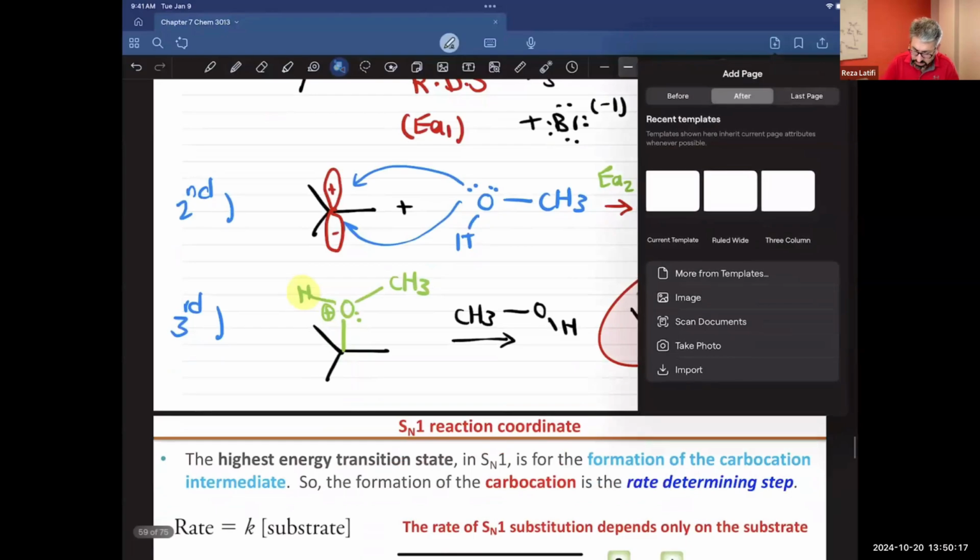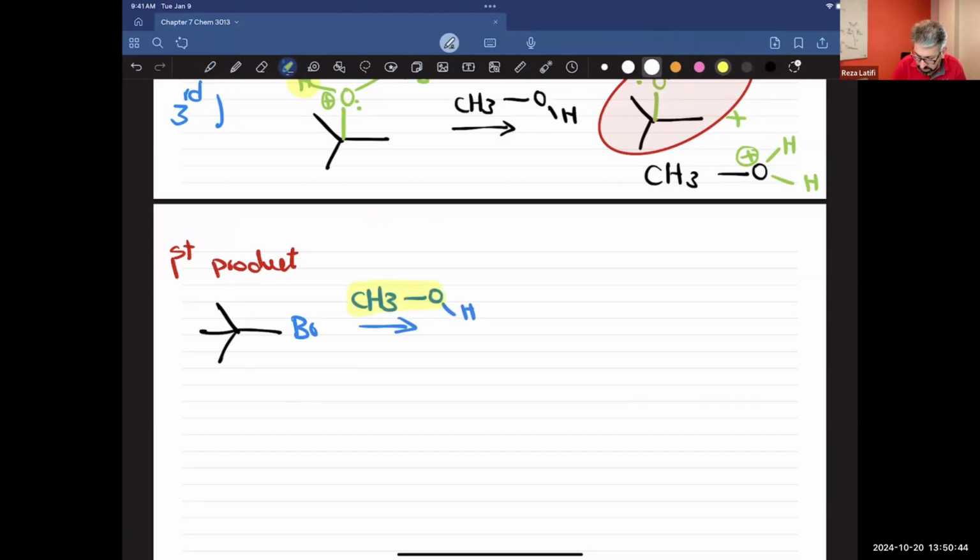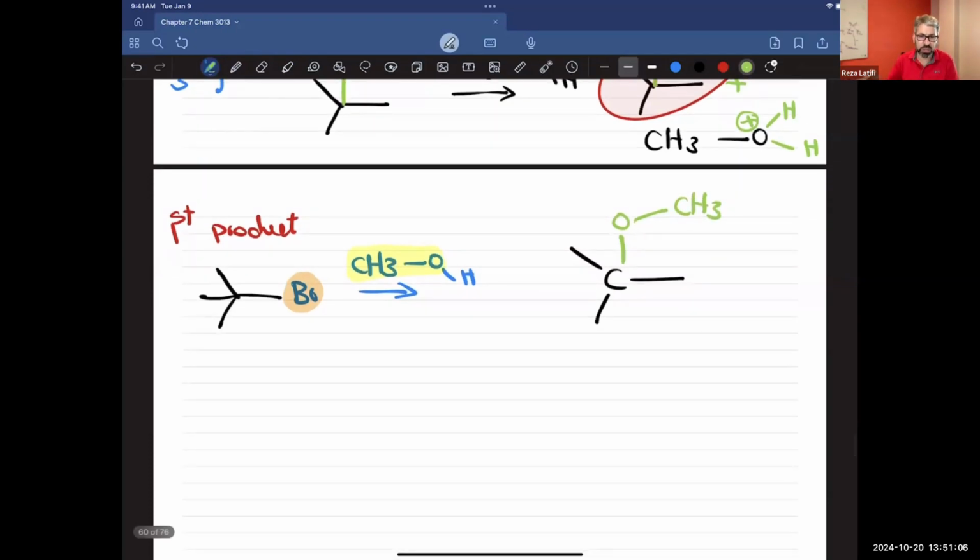So let's write the product. The first product will be this. We started from here. We had bromide, and we treated it with alcohol. This group replaced the bromide. The bromide got kicked out, and now we got this molecule. So this is going to be a nucleophilic substitution, and clearly I replaced the bromide with a methoxide group, and this I'm going to highlight.